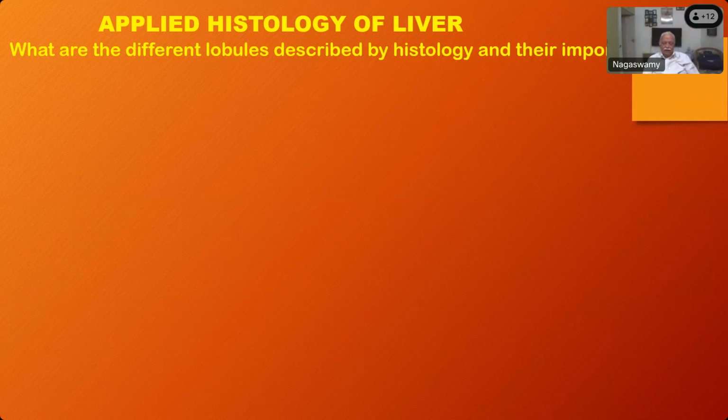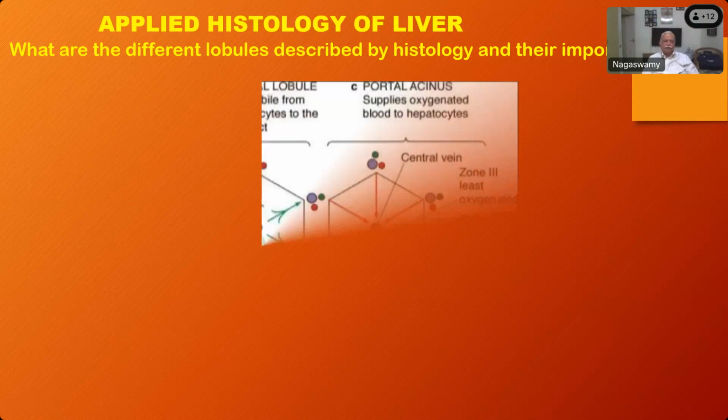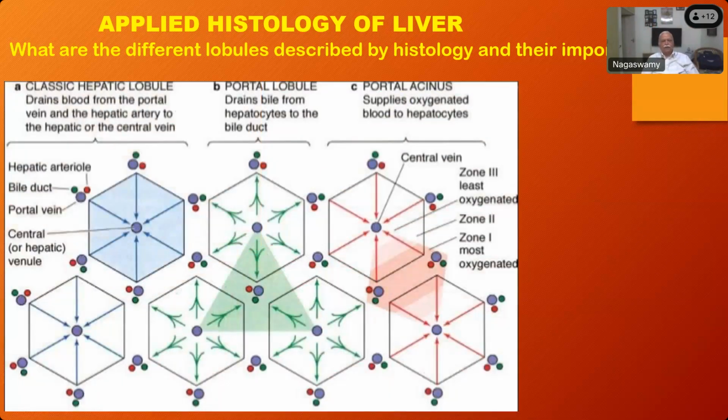Okay, I'll show you one picture, and you should never forget the histology and its importance in your life. This is such a beautiful picture that you should remember. There are three important divisions histologically. One is called the classical hepatic lobule. The second is called the portal lobule, and the third is called the portal acinus.